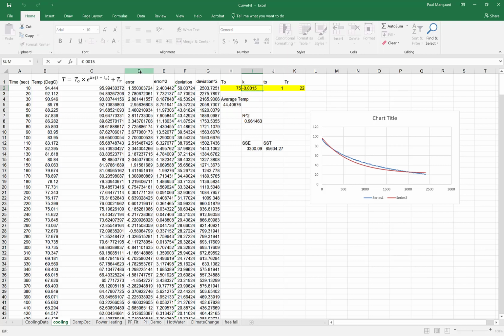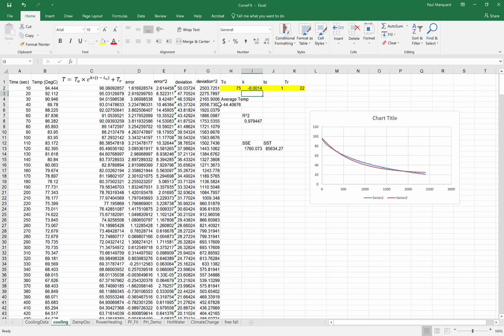So let's make the K 0.0014. Then it won't cut down as quickly. And there, I'm at 0.979. So I'm liking it a little bit more. In a later video, we'll look at this exact same data and I'll show you how to get a really good fit so that this will work really well.